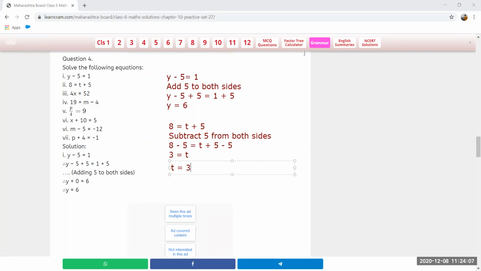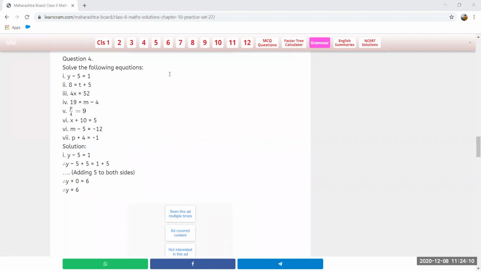Now again, next is 4x is equal to 52. Now what would be the next step? 4x is equal to 52. What would be the next step? 4x is equal to 52. That means yes, very good. Shagun, Aditya, Ahana, Yash, Sudhanshu, Aditi, Sanskriti, Tanuja. Very good. Good response from you, students. 4x is equal to 52.